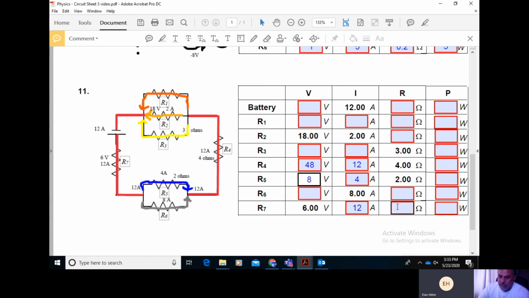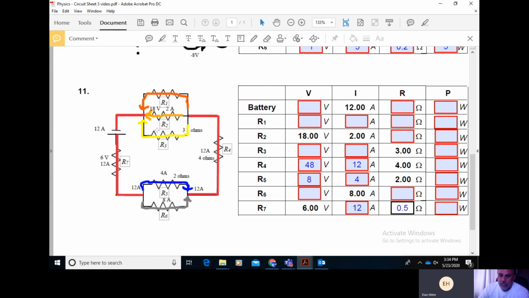And the resistance of resistor 7 is going to be 6 volts divided by 12 amps, or half an ohm. Okay, so we know that so far. Now, we are kind of stuck. We can't use Ohm's law, and you can't really do anything with current in parallel being summed because we have too much unknown information. But here's what we do know.